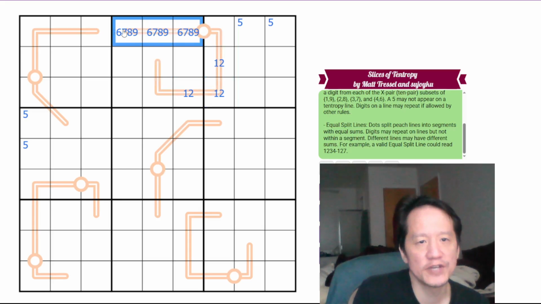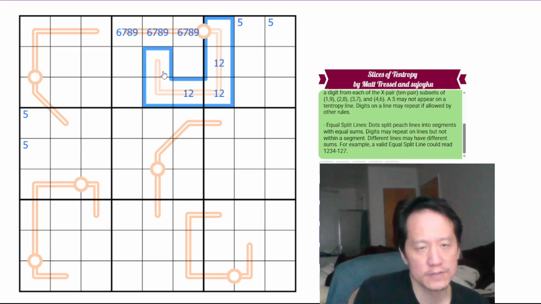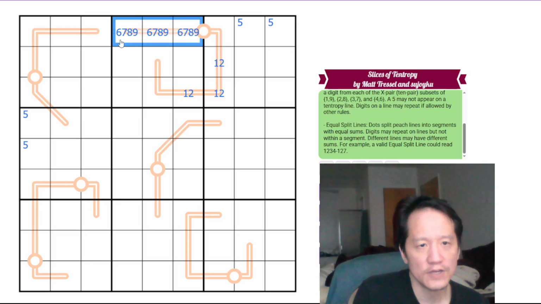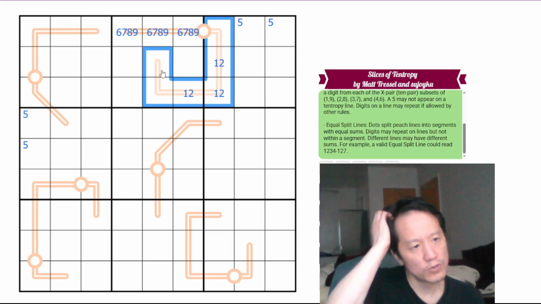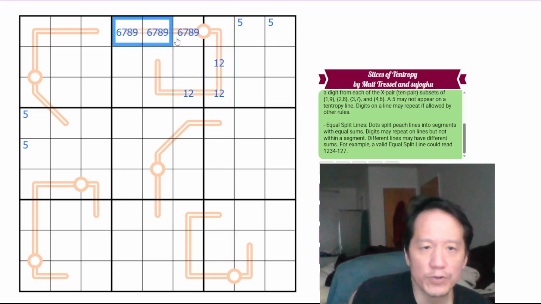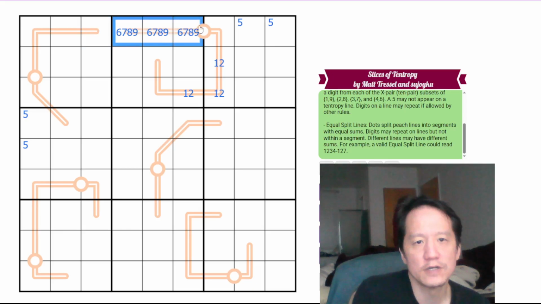So if this is 7, 8, 9, this is 1, 2, 3, 4, 6, 8. If it's 6, 8, 9, it's 1, 2, 3, 4, 6, 7. So what does that mean? So we know the 9's one of these 3 digits. In every 4 set, you can change to the next one.